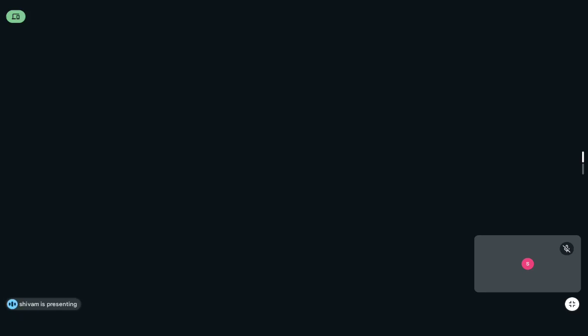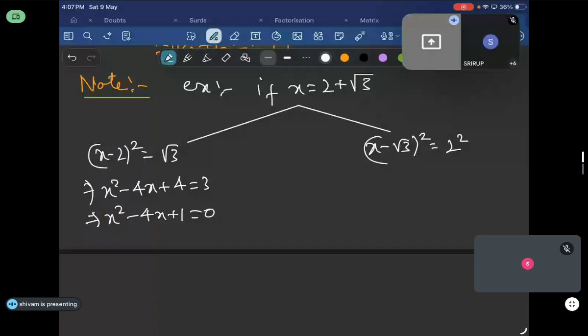Taking root 3 to the left hand side, (x minus root 3) whole square will be equal to 2 square. Now what is (x minus root 3) whole square? You will get x square minus 2 root 3x plus 3 is equal to 4. This implies x square minus 2 root 3x minus 1 equal to 0. Are you getting, everyone?